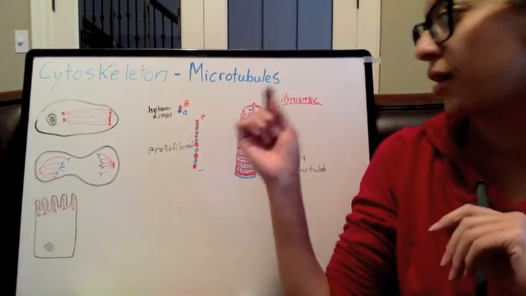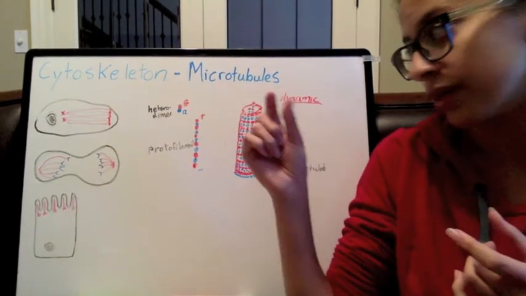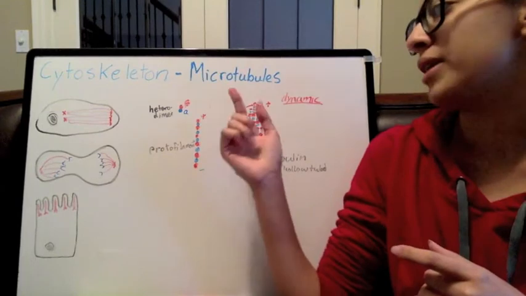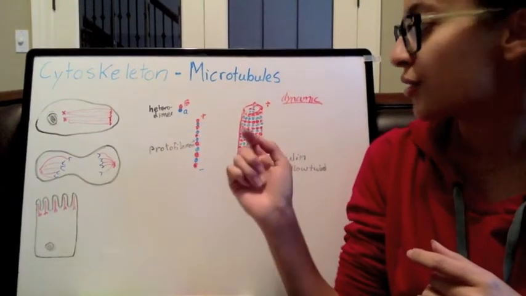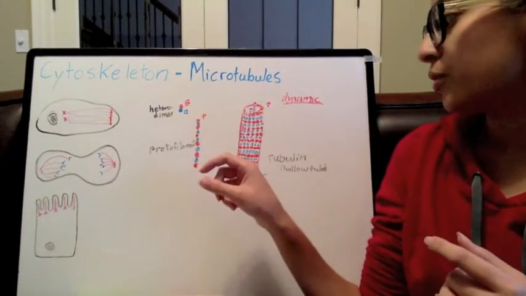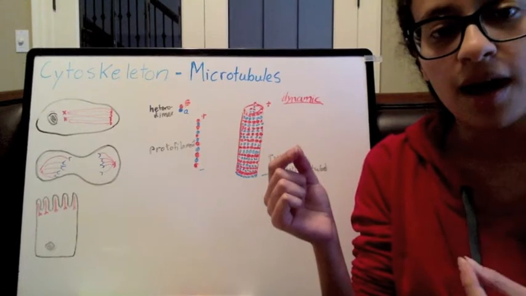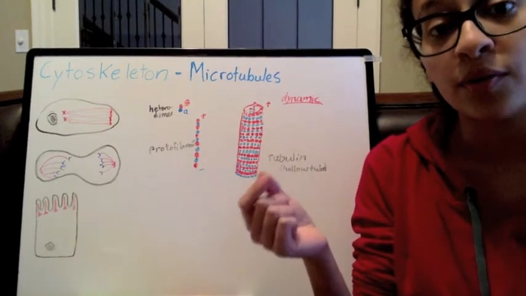First of all, they're made up of a bunch of little heterodimers, so two different little subunits, the alpha and beta. So I put the beta in red over here and the alpha in blue, and then you add them all together and you create the string that we call a protofilament.